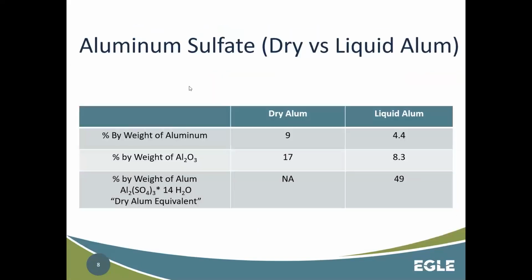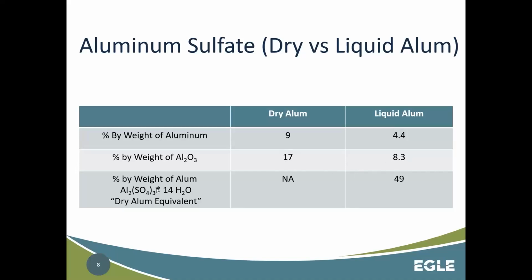Okay. Aluminum sulfate, dry versus liquid alum. You can see here we've got two columns, one for dry alum, one for liquid. We're going to go through a few of the properties here. Percent by weight, 9% aluminum in dry alum, 4.4 in liquid. Percent by weight aluminum oxide, 17% for dry alum and 18.3 for liquid.